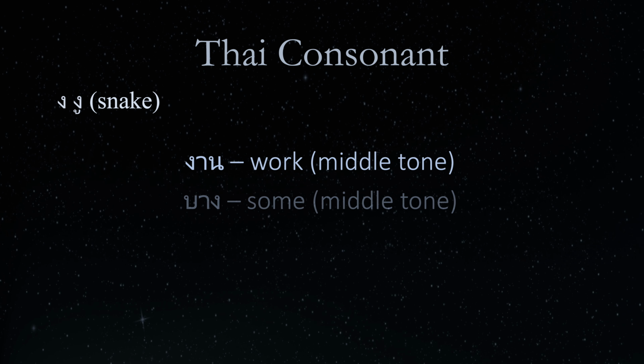There is also bang, meaning some in the middle tone. Why the middle tone? Well, bang has one syllable, which is a live syllable because it has a sonorant final consonant ng. As bang begins with a middle-class consonant bo by mai, based on the tone rules for a live syllable, bang is in the middle tone.